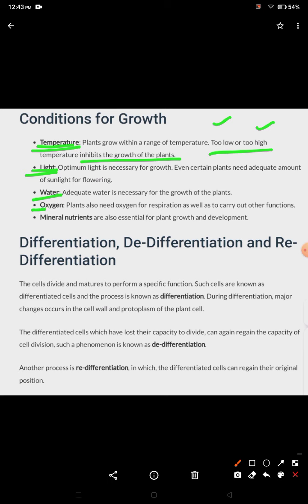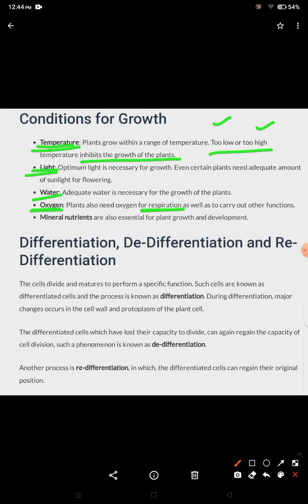Next factor is oxygen. Oxygen is necessary for aerobic respiration. In aerobic respiration, in presence of oxygen, substrate is oxidized, releases energy, and that energy is utilized for the metabolic activities of the plant. So oxygen plays an important role in the growth of the plant.